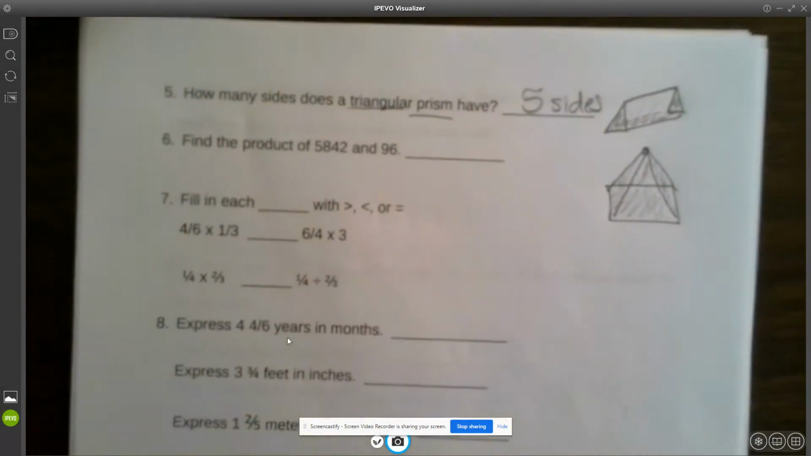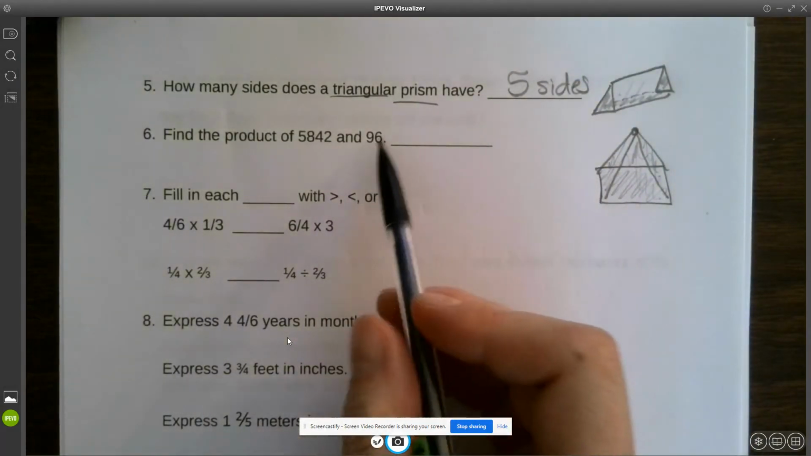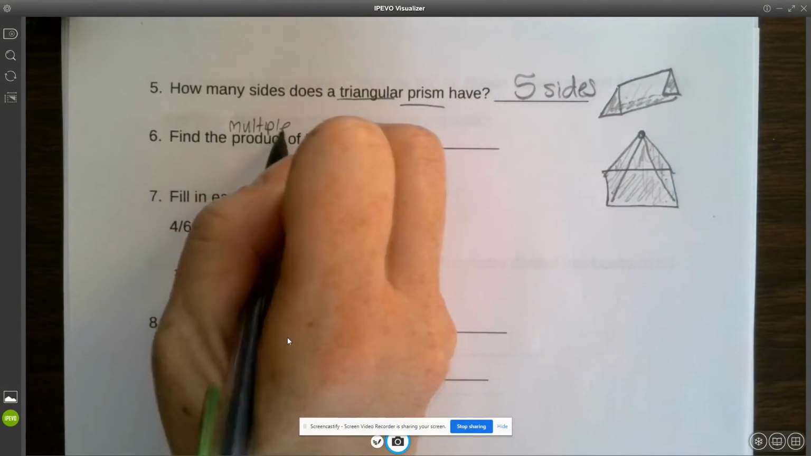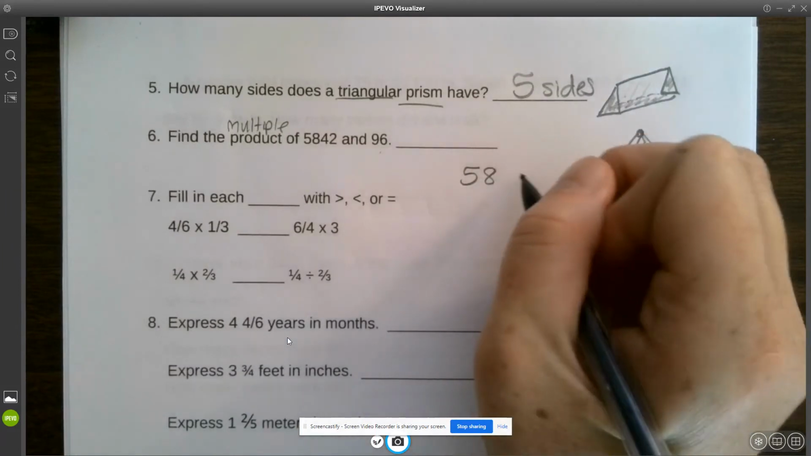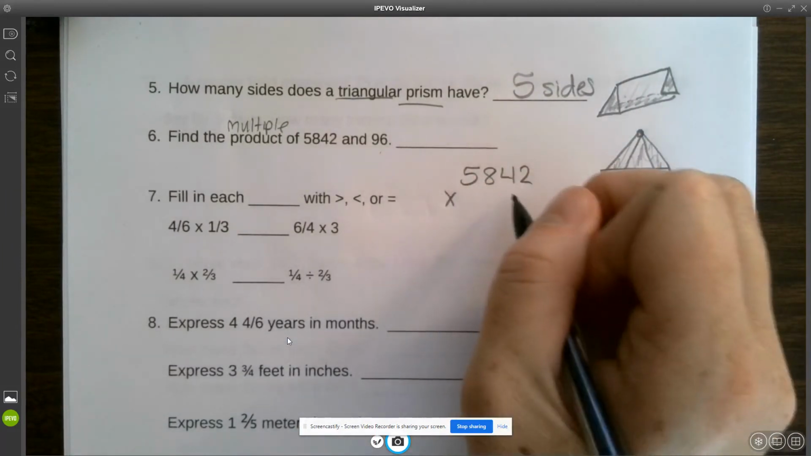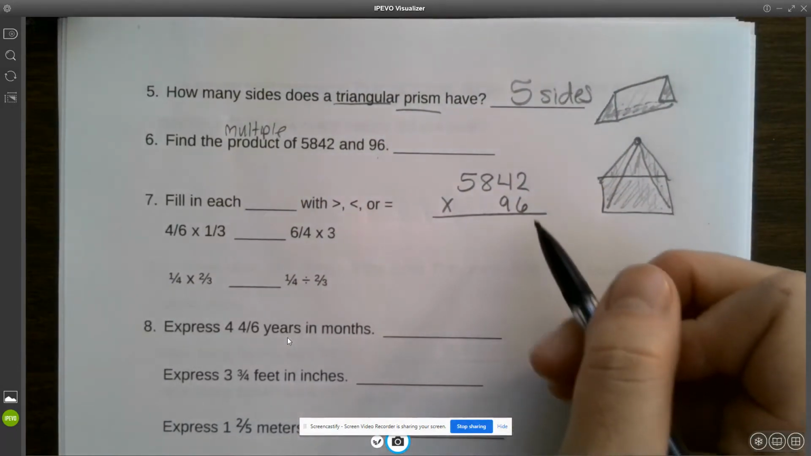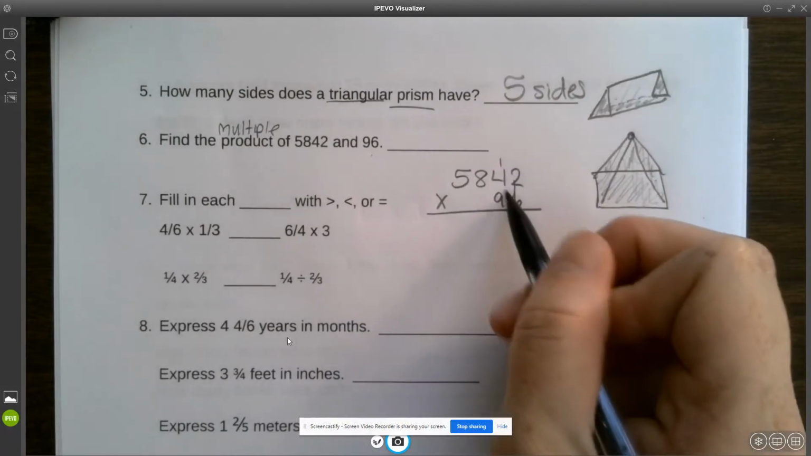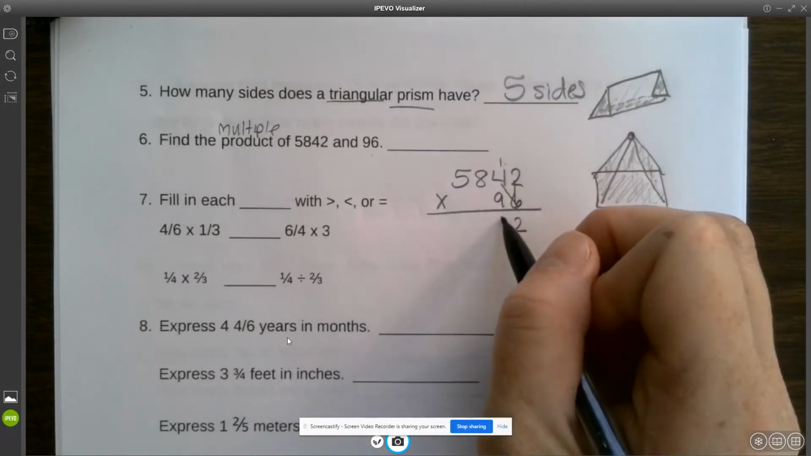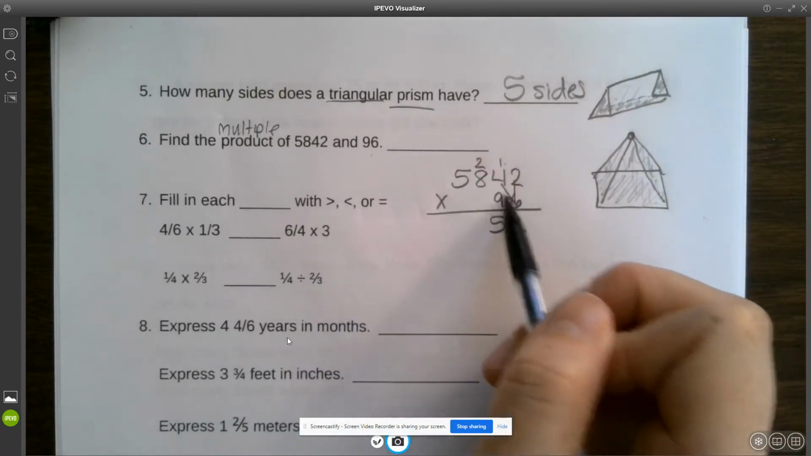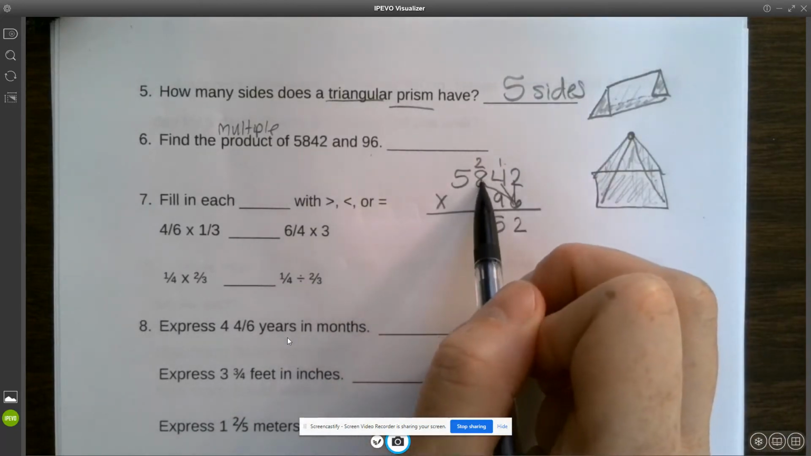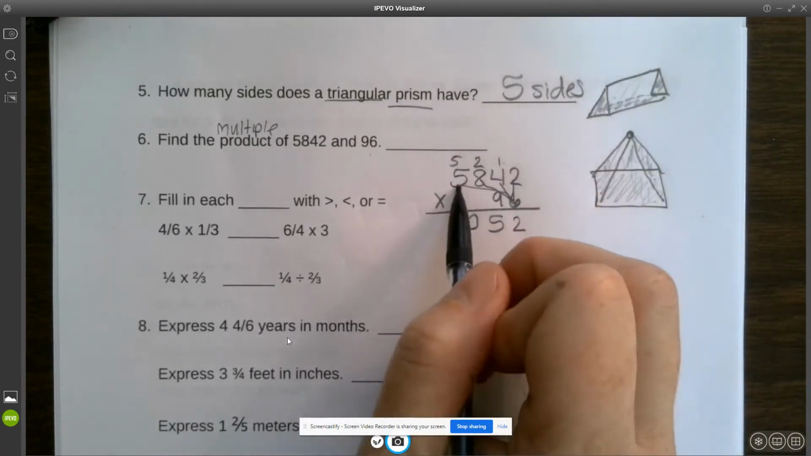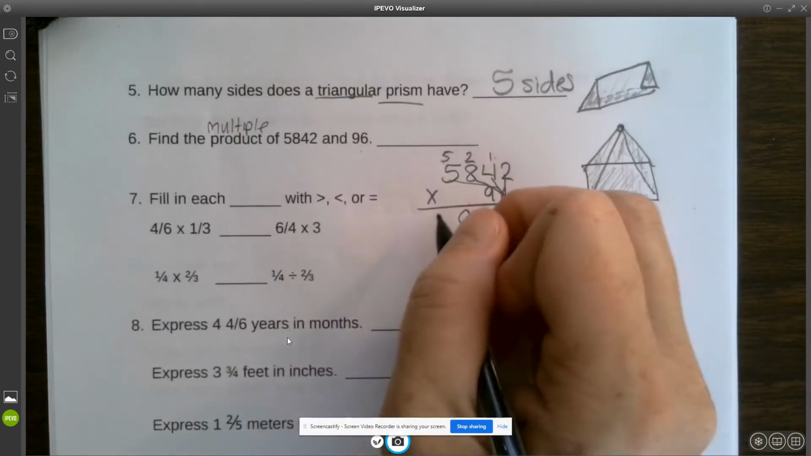Number 6 says find the product of 5,842 and 96. Product means multiply. So I'm going to write 5,842 times 96. I'm first going to start off with my 6. And I'm going to go 6 times 2 is 12. I put my 2, carry the 1. 6 times 4 is 24, plus 1 is 25. Put my 5, carry the 2. 6 times 8 is 48, plus 2, 48, 49, 50. So put your 0, carry the 5. 6 times 5 is 30, plus 5 is 35.